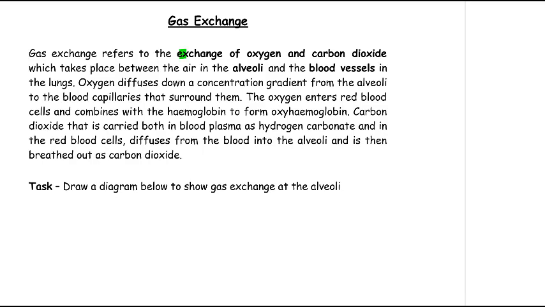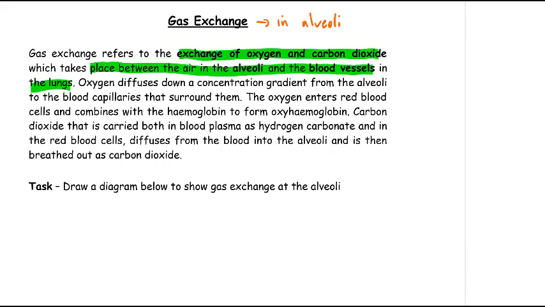So gas exchange refers to the exchange of oxygen and carbon dioxide which takes place between the air in the alveoli and blood vessels in the lungs. So where does it happen? In the alveoli. What is it? It's exchanging oxygen for carbon dioxide. Now, what has to happen is oxygen diffuses down a concentration gradient from the alveoli to the capillaries that surround them. The oxygen enters red blood cells and combines with hemoglobin to form oxyhemoglobin. Carbon dioxide that is carried in both blood plasma, as hydrogen carbonate, and in red blood cells diffuses from the blood into the alveoli and then is breathed out. So that's sort of what we said.